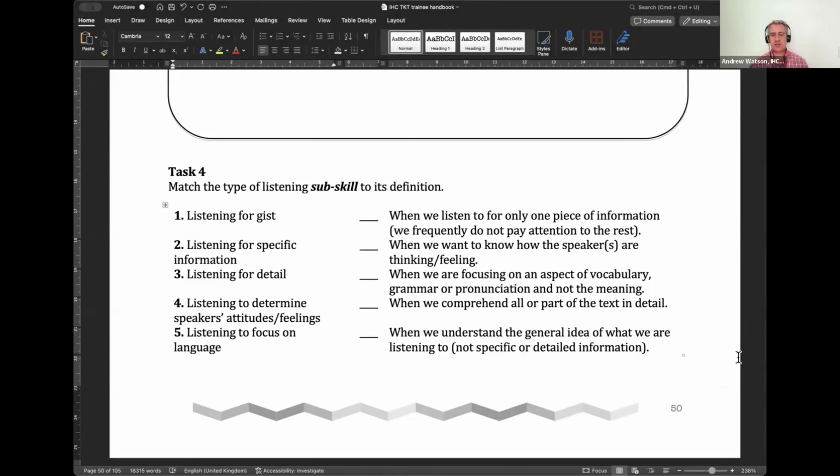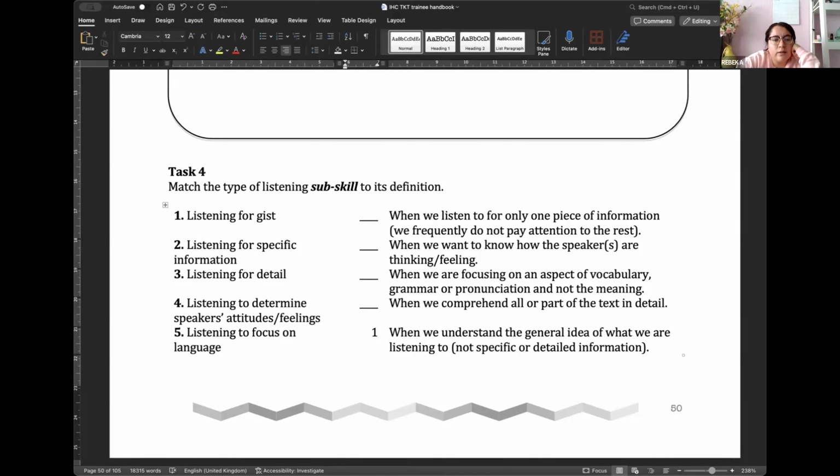Christina, what's listening for gist? I think listening for gist is when we understand the general idea of what we are listening to, not the specific or detailed information. Yeah, and that needs to come before any other of these subskills, yeah? Good job. And Rebecca, which is listening for specific information?